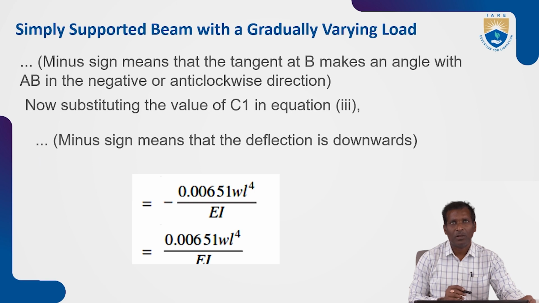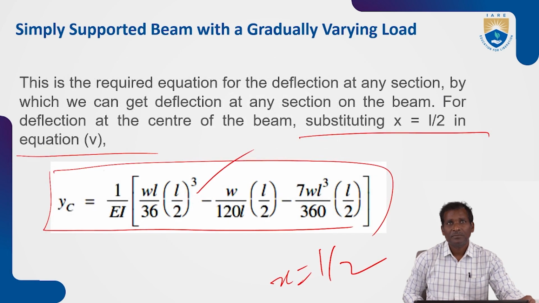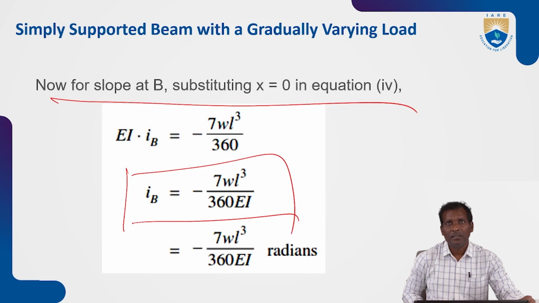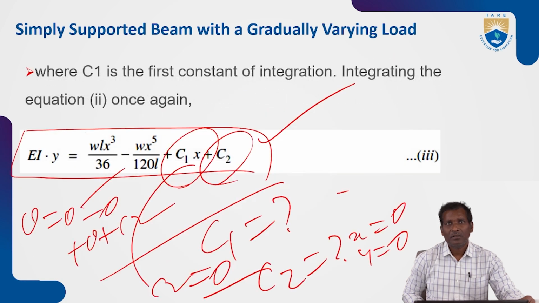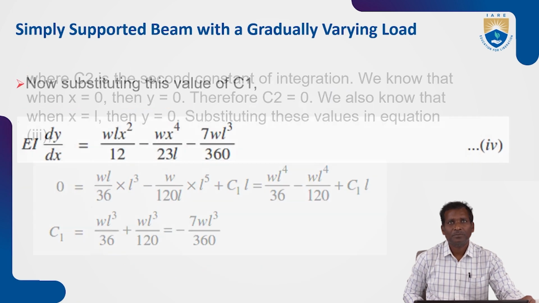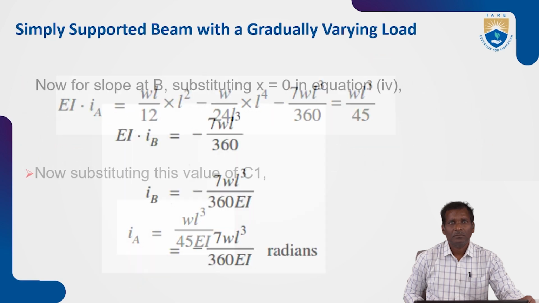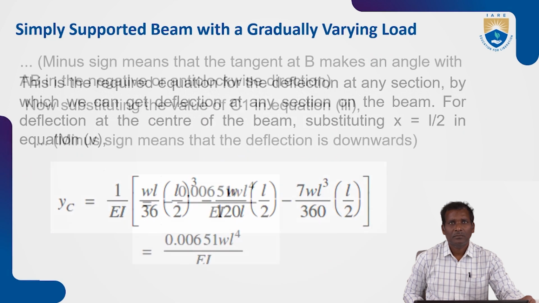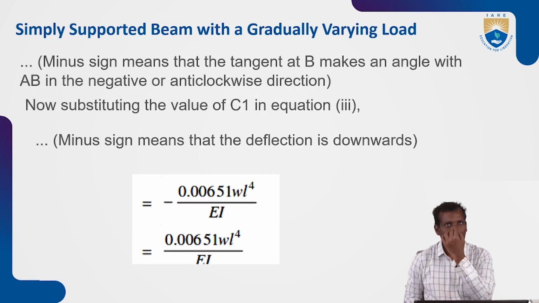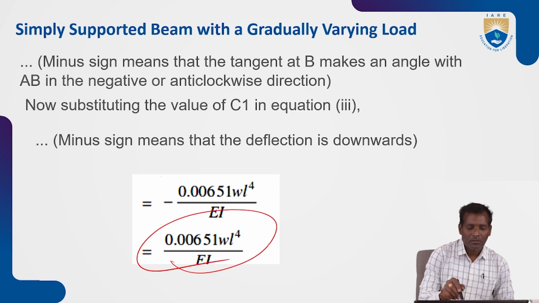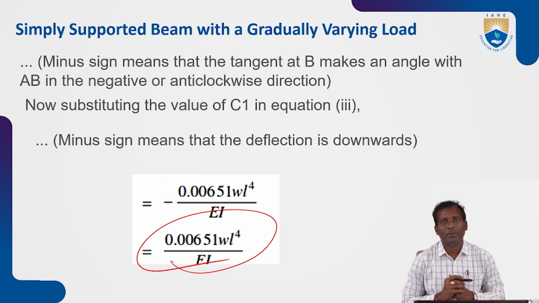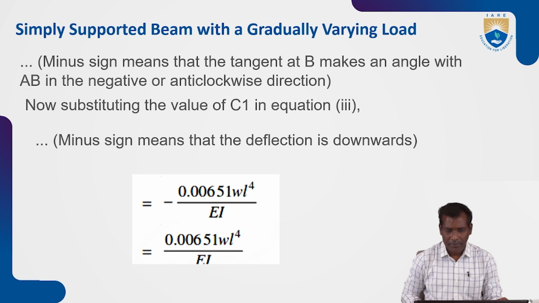So now substituting the value of C1 in equation 3. This is equation 3. Now substitute the C1 value here. The minus sign means that the deflection is downwards. So the value is 0.00651 WL to the power of 4 by EI.